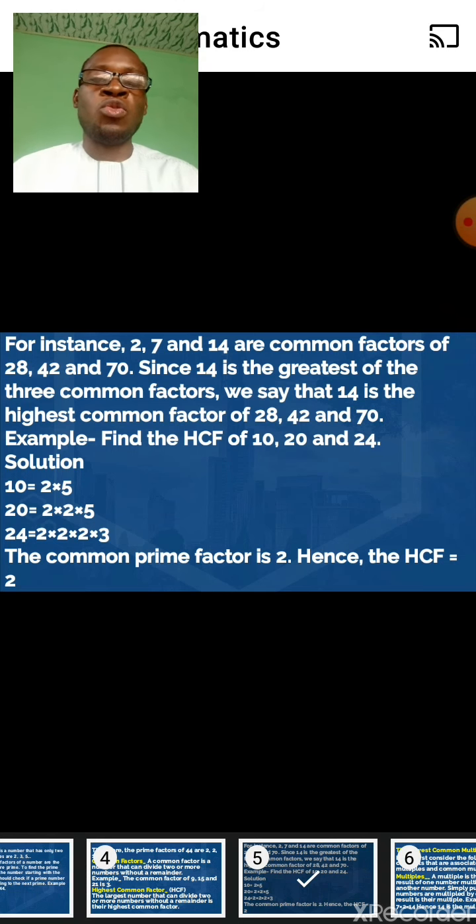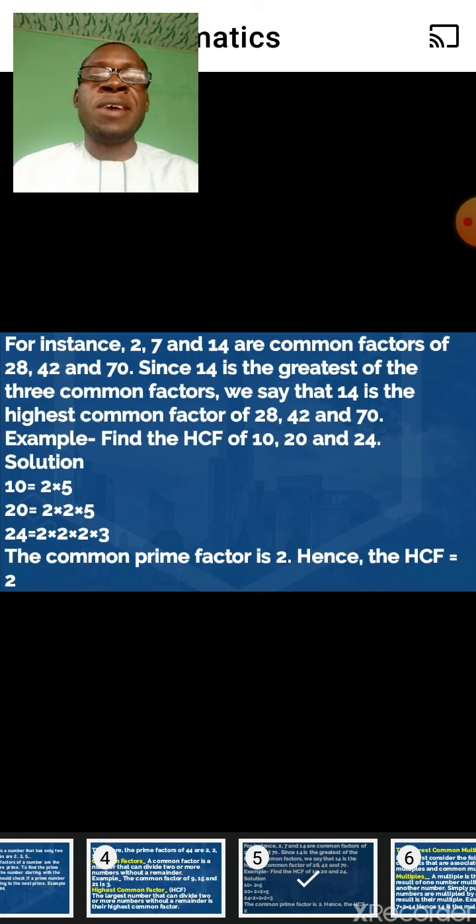You go to 20. We do the same thing. The factors of 20 are 2, 2, and 5. That is 2 times 2, 4, times 5 will give you 20. We go to 24. The factors of 24 are 2, 2, 2, and 3. The common prime factor is 2 because you can see it across the numbers given.